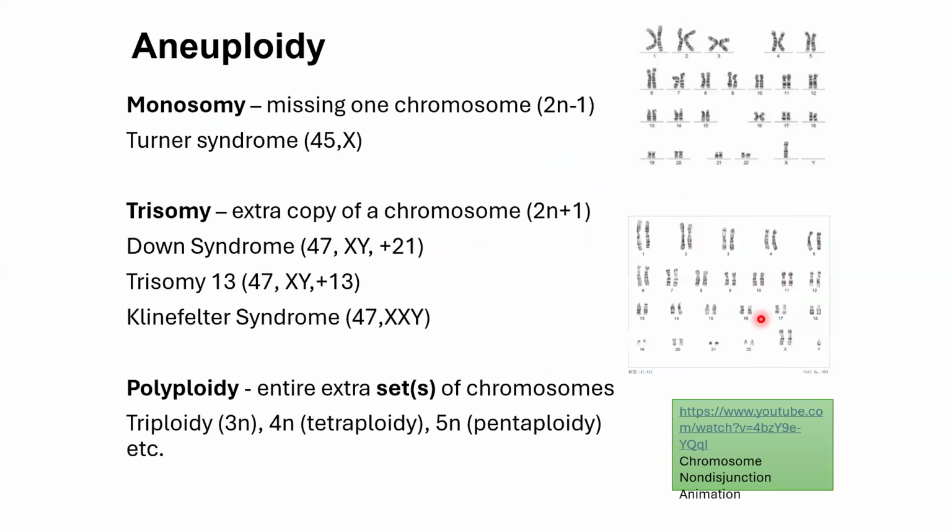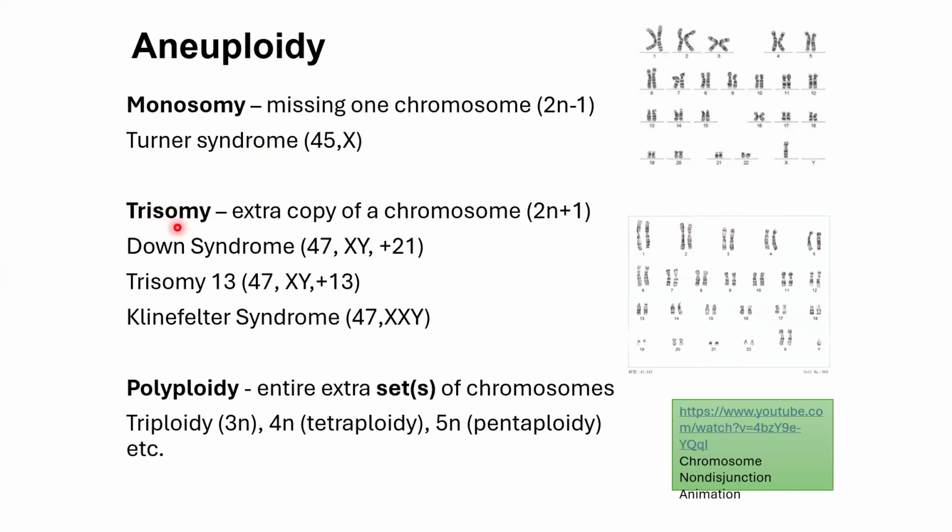So now aneuploidy has a couple of different terms. There's monosomy, which is one less than the normal set, meaning they are missing one chromosome. It's 45 chromosomes instead of 46, and it's usually an X chromosome that's missing. This results in Turner syndrome, which is basically a female that's sterile.